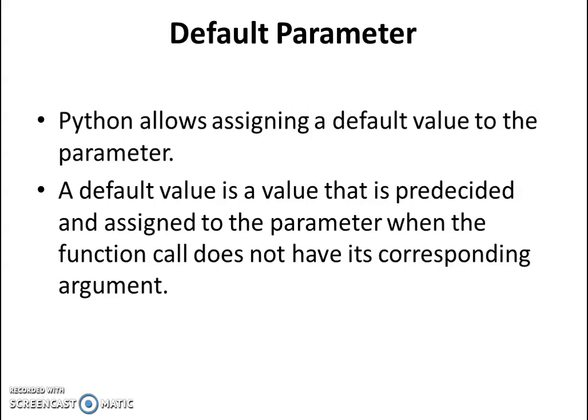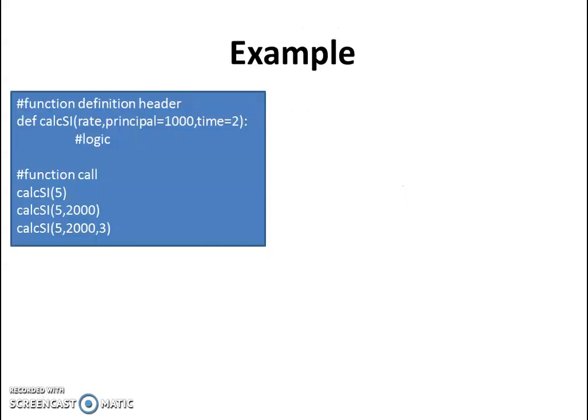In Python we can assign a default value to a parameter, and a default value is a value that is pre-decided, right? So let's see this default parameter in Python code. Here we have a function definition. The function is calc si, and functions start with the def keyword, and inside parentheses we are passing parameters. Here we have 3 parameters, separated by commas: rate, principal, and time.